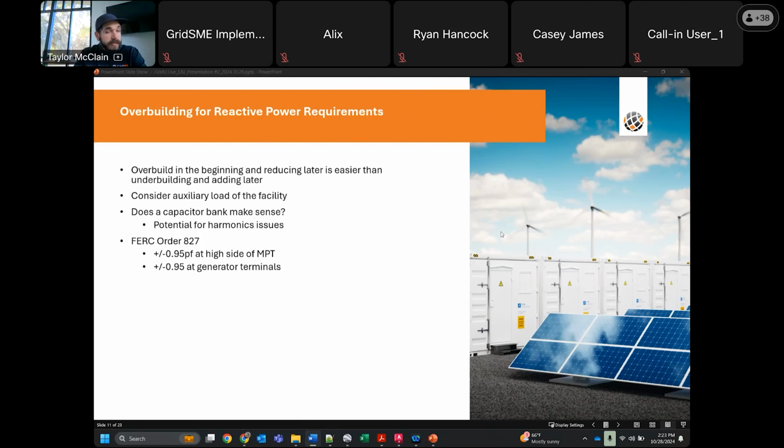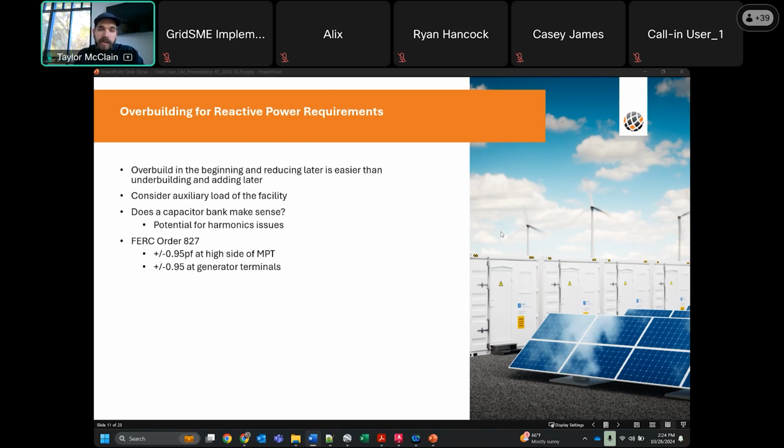So in the spirit of talking about reactive power requirements, once again, we're going to touch on FERC Order 827. This is kind of one of the main sides where we run into deficiencies when we're trying to cut this inverter count really close to meet the reactive power requirements. For these very initial stages, it oftentimes works out best to just allow for a little bit of overbuild in the beginning, just to make sure you're not cutting anything too close, and also to allow for potential design changes.